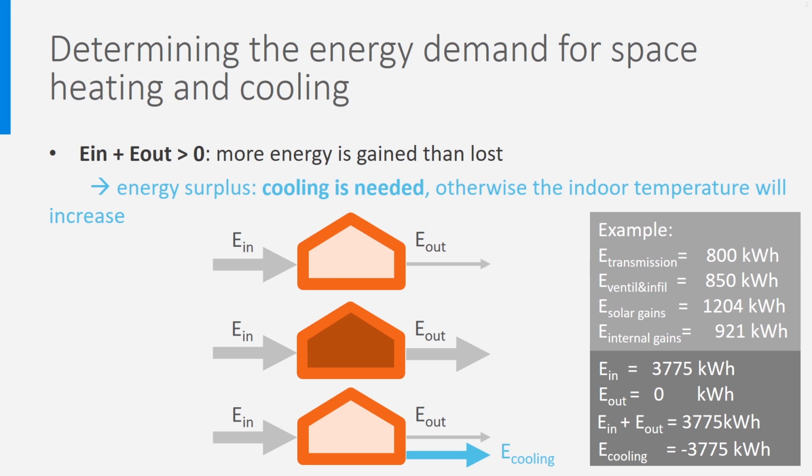There is no energy out, and there is therefore an imbalance of 3,775 kilowatt hour that must be compensated by removing this amount of heat out of the building. We will say that the cooling demand is minus 3,775 kilowatt hour. Sometimes people will say that the cooling demand is plus 3,775 kilowatt hour. But you know now that cooling is removing heat and should be counted negative. So when people say 3,775 kilowatt hour, which we will also sometimes do during the course, they mean in fact minus 3,775 kilowatt hour.